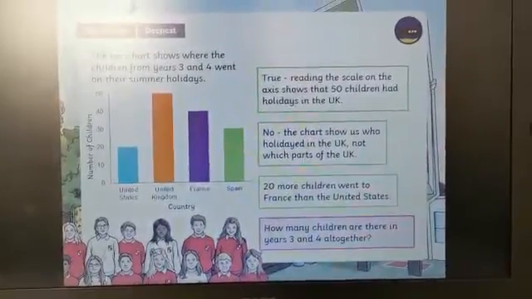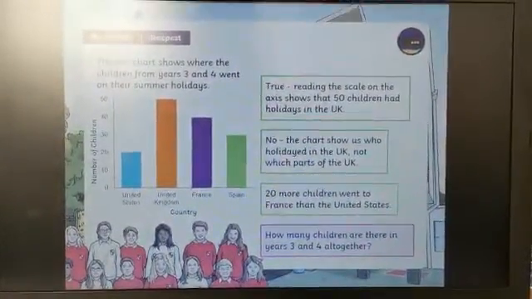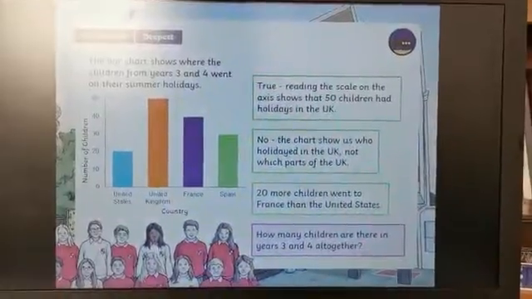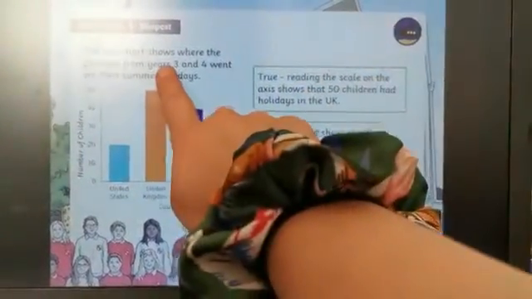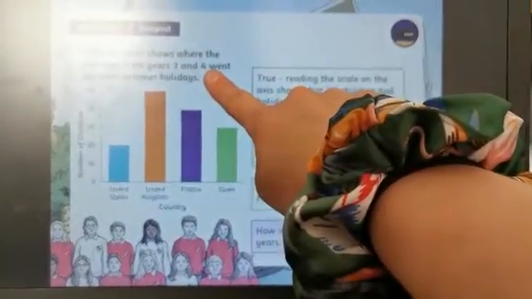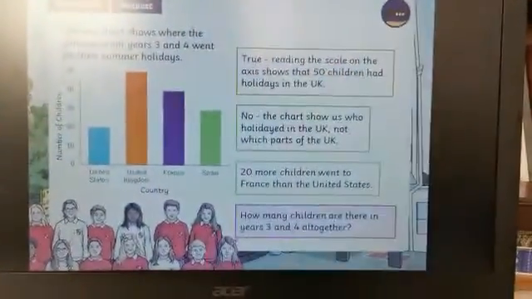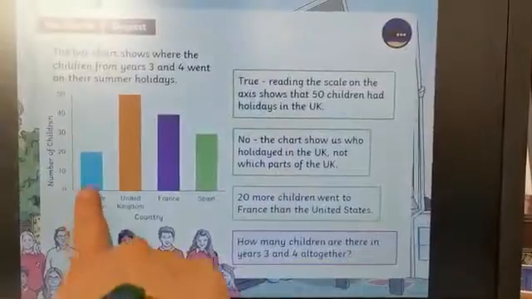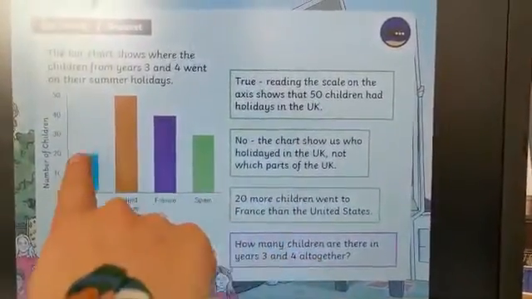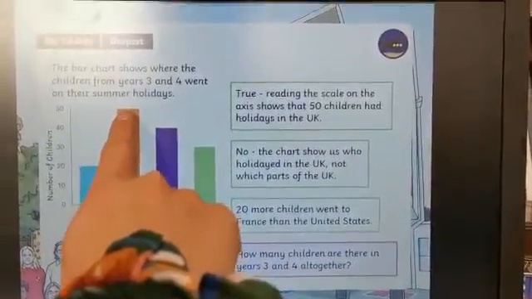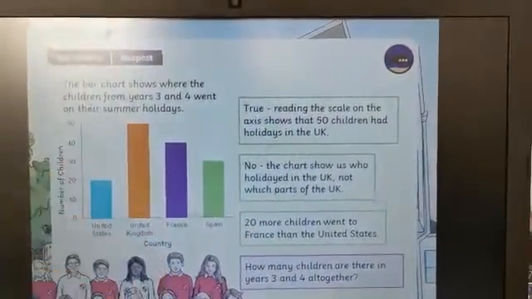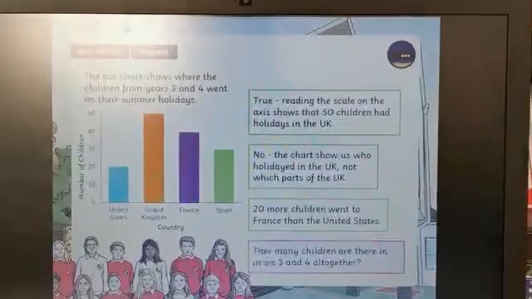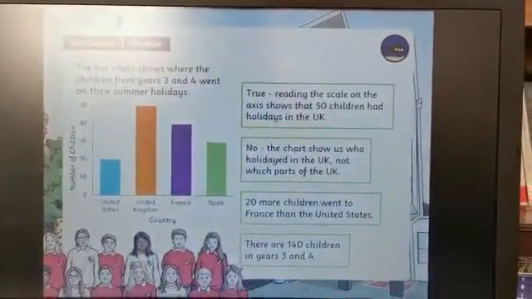And the last one then, how many children are there in years 3 and 4 altogether? Well, if I look at the title, this is from children in both year 3 and 4. So what I need to do here is add up all of these amounts. I need to add up 20, add 50, add 40, add 30. And that should give me 140 children.